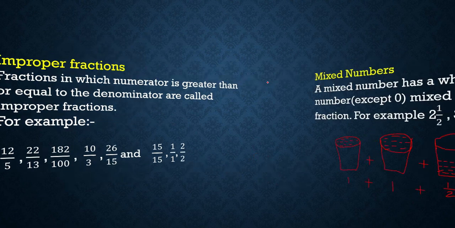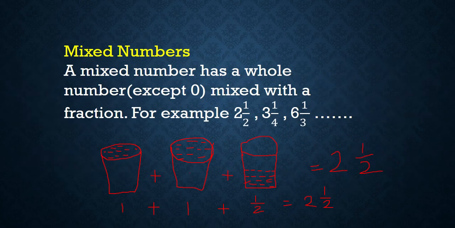Now let's talk about mixed numbers. What is a mixed number? Let's see one example over here. We have 3 glasses. Two glasses are fully filled with water and one glass is half filled. Now we have two whole glasses of water and one half. So we'll do 1 plus 1, that is 2. This 2 is a whole number, right? And this half is a fraction, right?